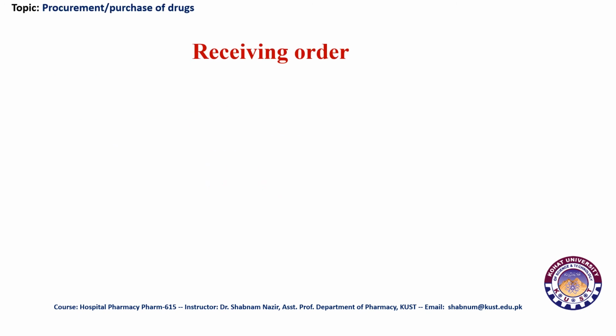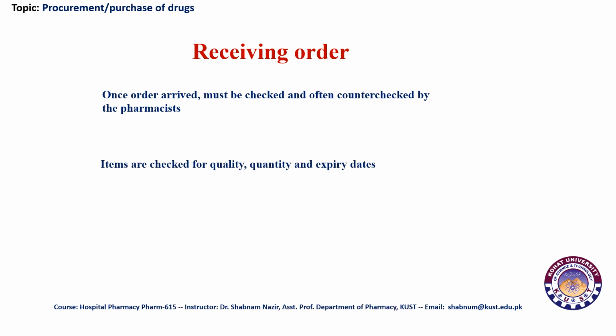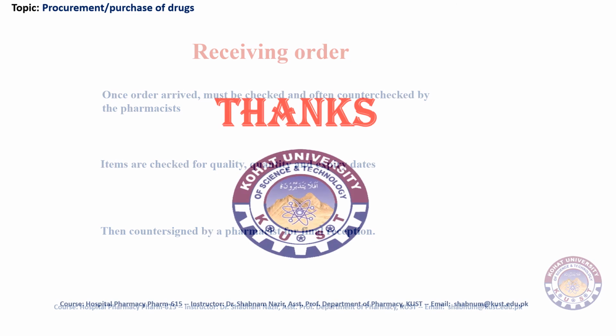So receiving the order. Once the order has arrived, it must be checked and often counter-checked by the pharmacist, and then items are checked for quantity, quality, and expiry dates. Then it is countersigned by a pharmacist for final reception. So here all the process of procurement of drugs is completed.